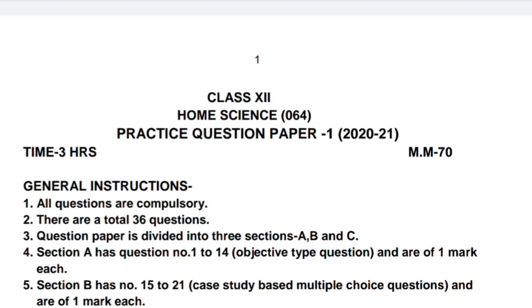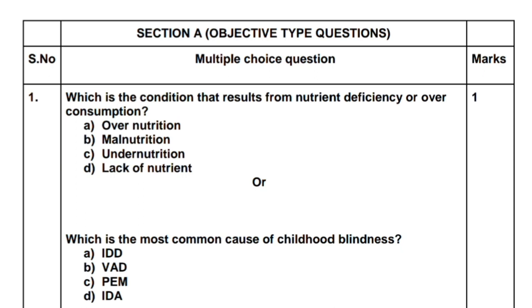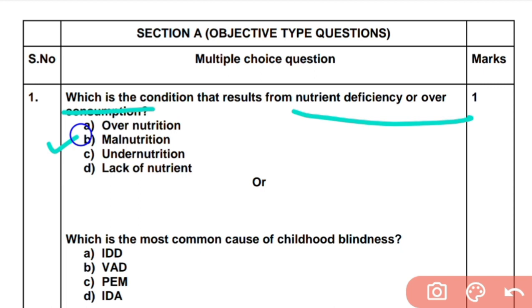The first is, which is the condition that results from nutrient deficiency or overconsumption? Because nutrient deficiency and overconsumption both are given, so it will be malnutrition. Malnutrition includes overnutrition and undernutrition.